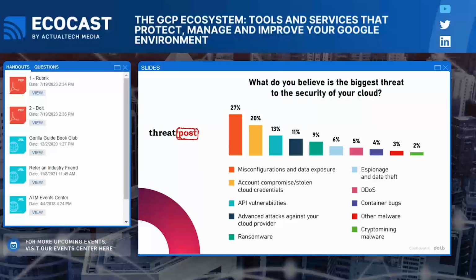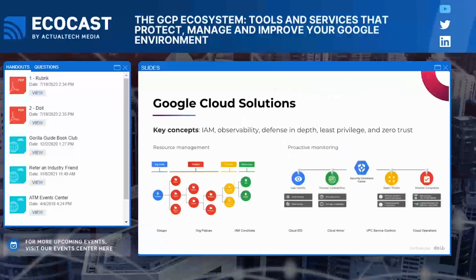When surveyed, according to ThreatPost, and this should be no surprise to the audience, most people have said misconfigurations, exposed data, which the team at Rubrik obviously covered on the backup and protecting your data. Compromised accounts and stolen credentials, vulnerabilities, bugs, and it could even be espionage or even internal actors. But regardless of the threats that are out there today, there are some things that you can do to protect yourself. So Google has these concepts.